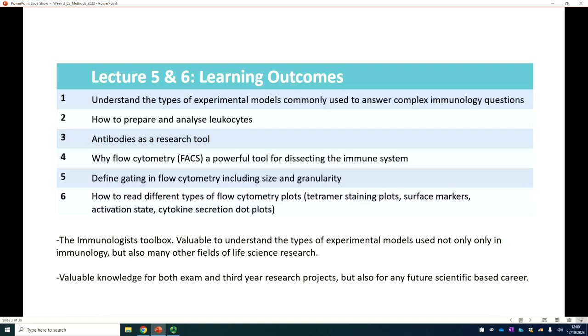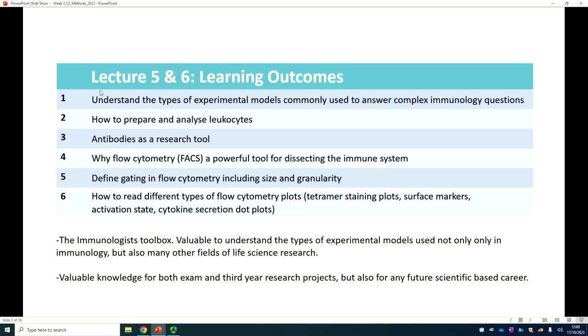So these are the learning outcomes for this lecture and also tomorrow's lecture. Obviously this week we're going to look at the Immunologist toolbox. By that I mean all the techniques that we can use in an immunological setting, but also a lot of these techniques, as you will find, have gone beyond the realms of immunology and are quite widely used in many labs and research settings.